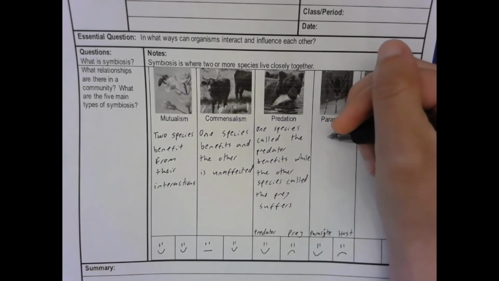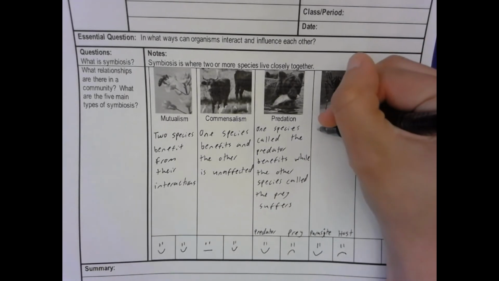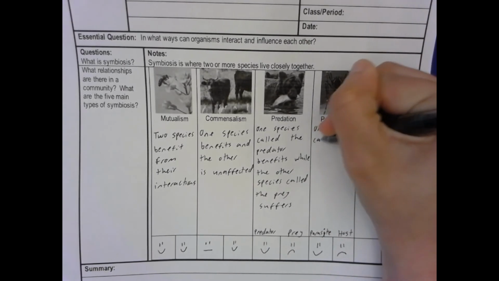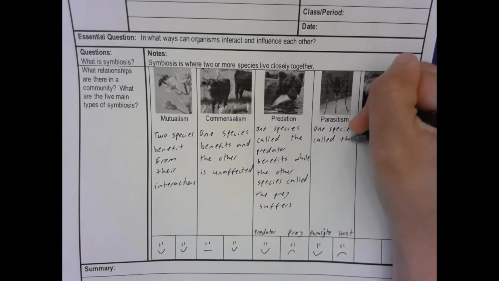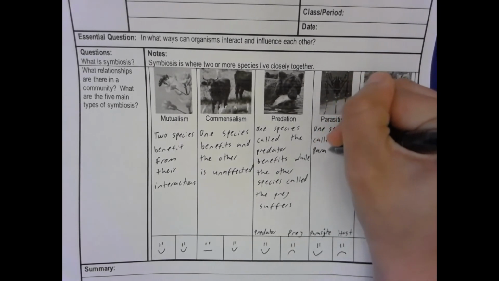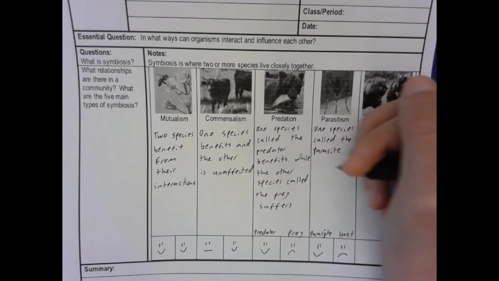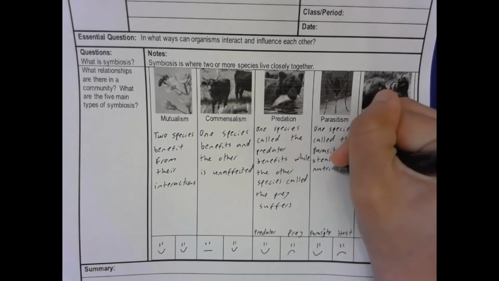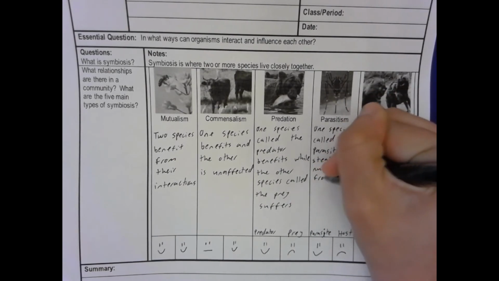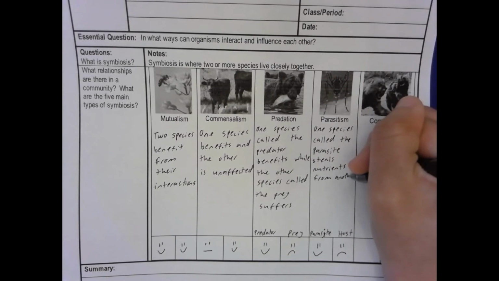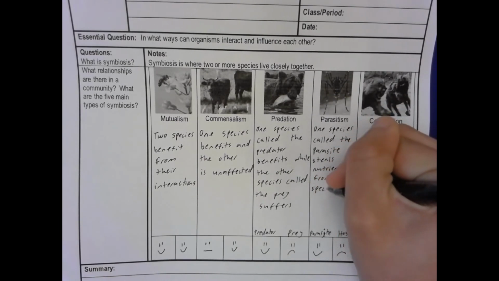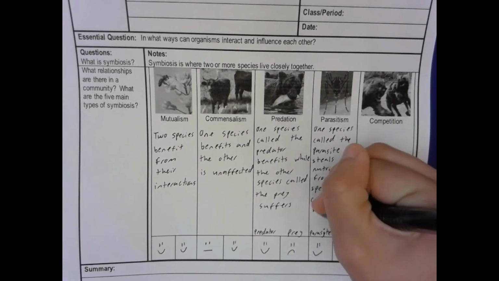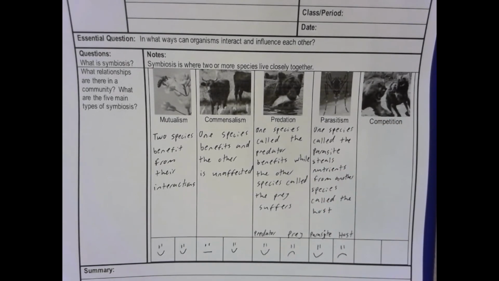So this relationship is one where one species called the parasite steals nutrients from another species called the host.